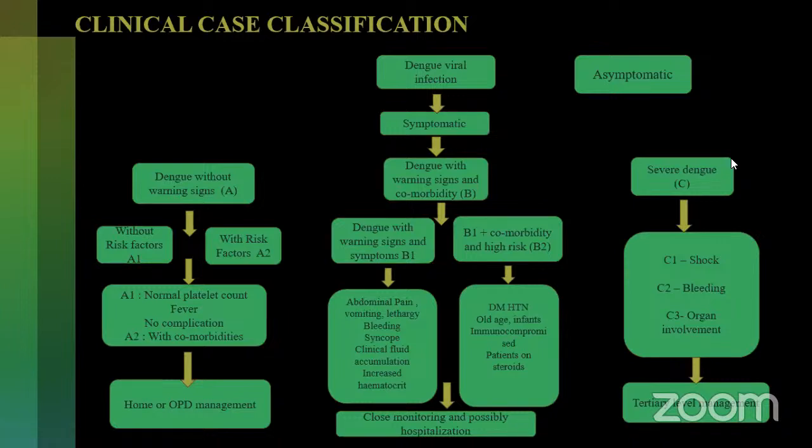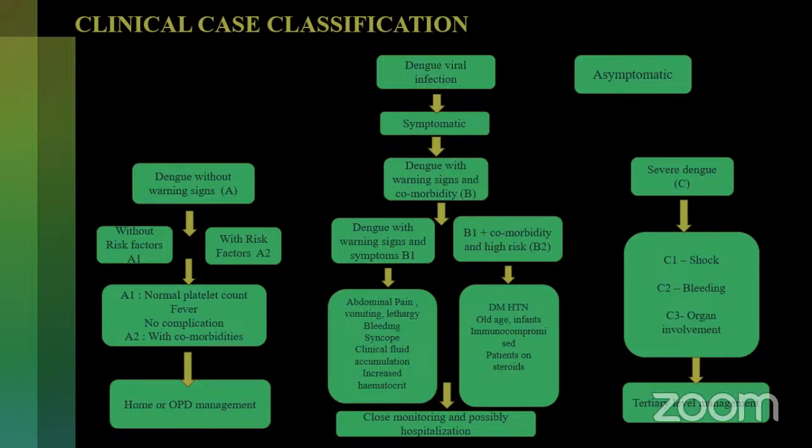So the clinical classification of a dengue case: patients usually are symptomatic or asymptomatic. The symptomatic ones are categorized into three groups. Dengue without warning signs, the group A, is further subdivided into A1 and A2 based on the presence of risk factors. The patients under A1 usually have a normal platelet count with no complications and they only present with fever. A2 are the group that have added comorbidities or other risk factors. This group of patients can be managed at home or in the OPD.